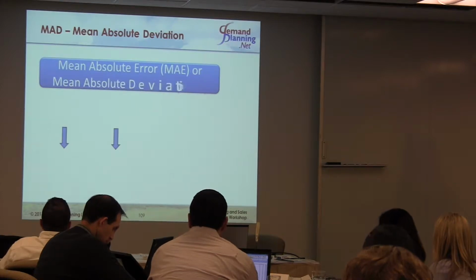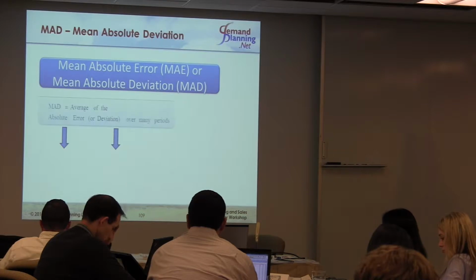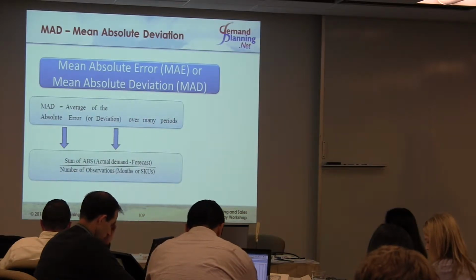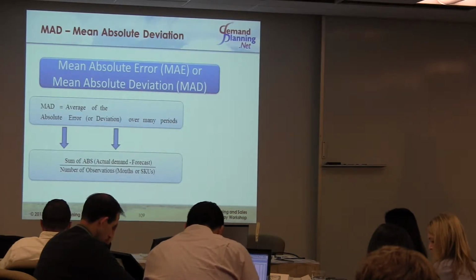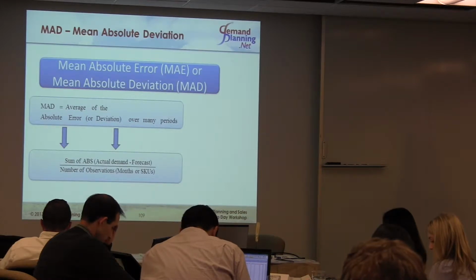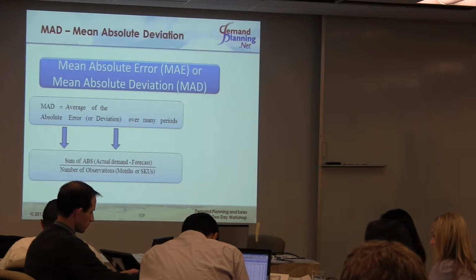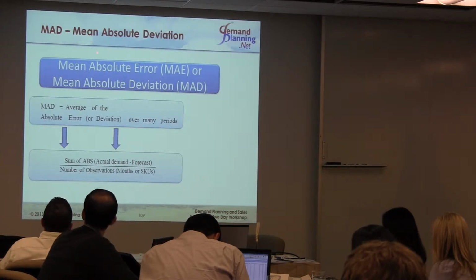So there are different measures available, right? Different flavors of measures available. One is the mean absolute deviation. Mean absolute deviation is looking at the error for each period and taking an average of the absolute errors. So go back to the past, look at the error. This is in units. So call it the MAD, the average of the absolute error over many periods.